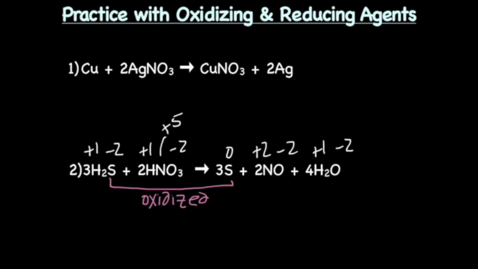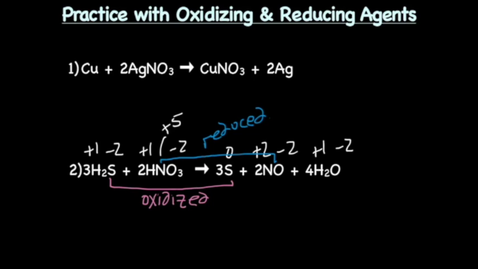So who has been reduced? Well, let's keep looking. Our hydrogen didn't change. Our nitrogen went from a +5 to a +2. It has a decrease in oxidation number. So nitrogen here has been reduced. All right, so now who's the oxidizing agent? Who is the reducing agent?